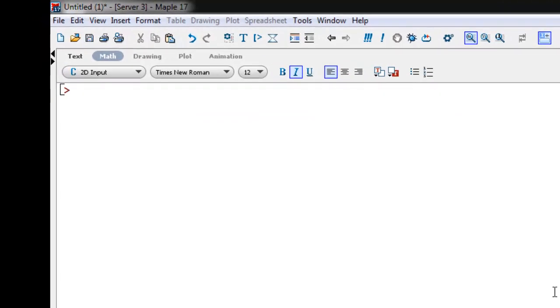So let's define a function. We'll try to find its inverse. So I think we're going to use the function 3x plus 1 over x minus 2. So I define my function, f colon equals x goes to 3x plus 1 over x minus 2. Of course, I can evaluate it. Let's see what happens when I plug in 1. F of 1 is negative 4. You can check that by hand if you want.